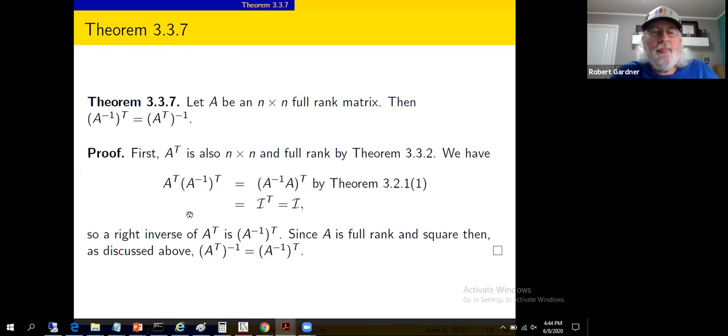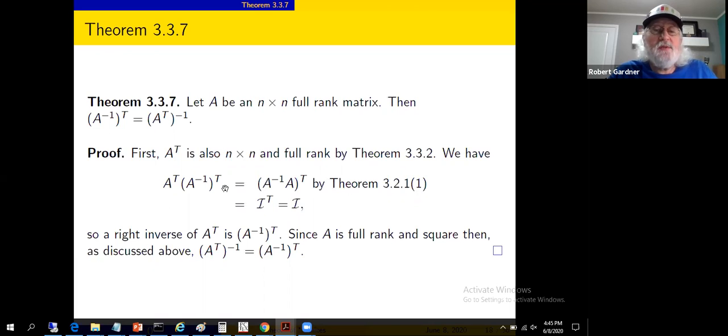Okay, so let's take A transpose and multiply it by A inverse transpose. The claim was A inverse transpose is the inverse of A transpose. So what we're trying to show here is that we take A transpose and multiply it by this thing and get the identity. This thing, A inverse transpose, must be the inverse of A transpose. So that's the argument we're making. It's a little odd to follow with the transposes and the inverses all over the place. But let's multiply A transpose by A inverse transpose.